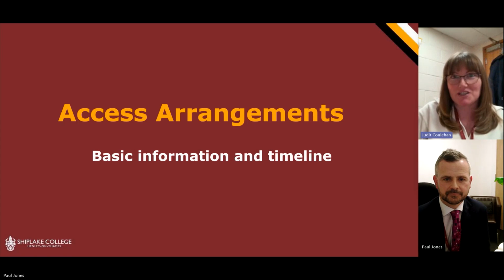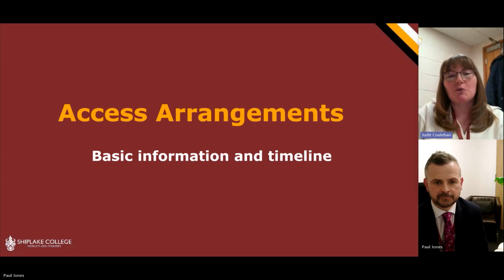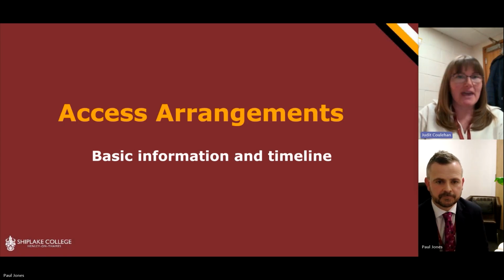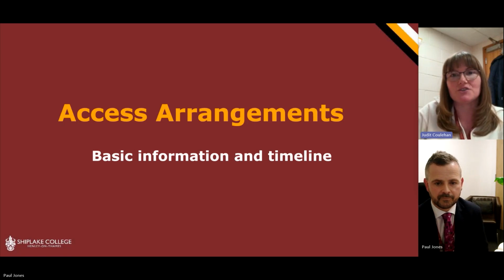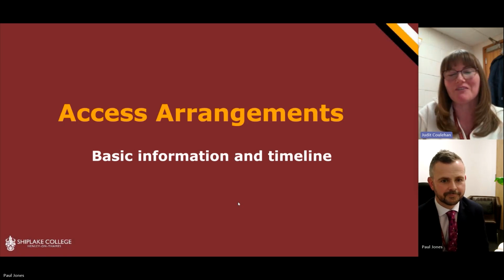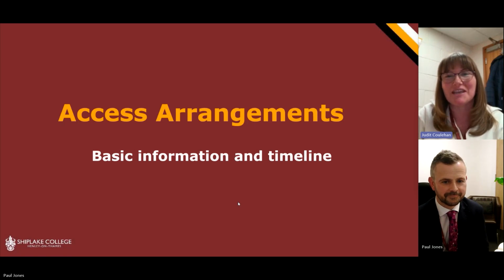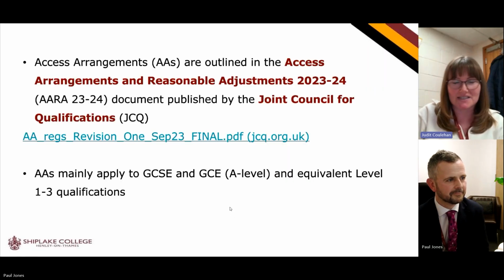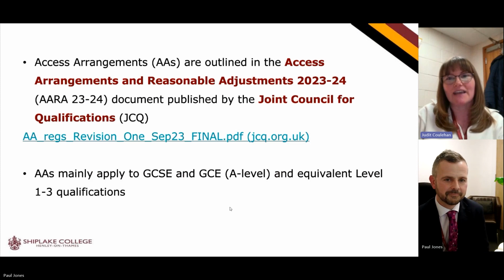So access arrangements now. They don't apply to every student, but they do apply to a significant number of our students. What are they? I will just state the obvious. I know most of you are very familiar with this terminology, but access arrangements are reasonable adjustments to remove potential barriers to assessments. That is to do with exams.